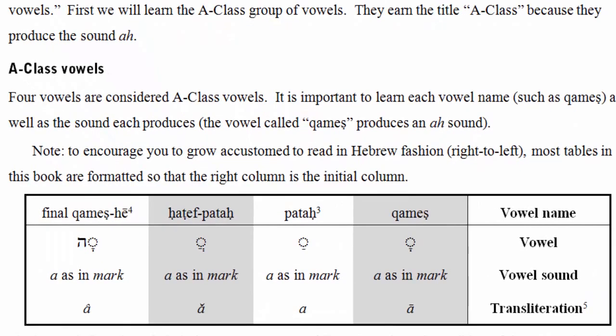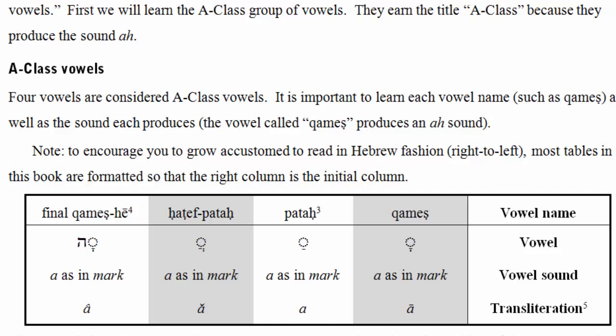Under the S of the name kametz, you see a small dot. This is our way of representing a TS sound. The letter is shaped like a small T. It produces the sound ah as in mark. And you can see the transliteration symbol, a letter A with a horizontal line above it. This is kametz. It produces the sound ah.